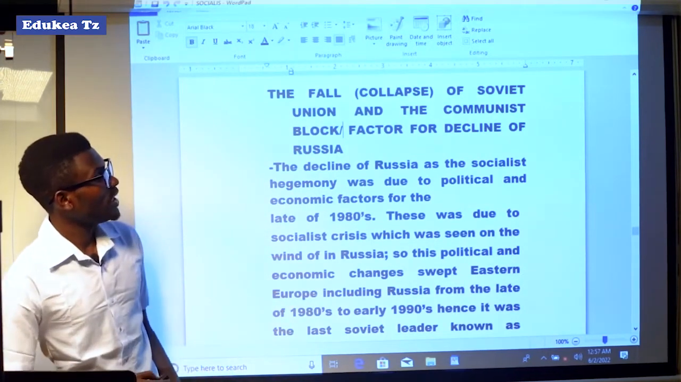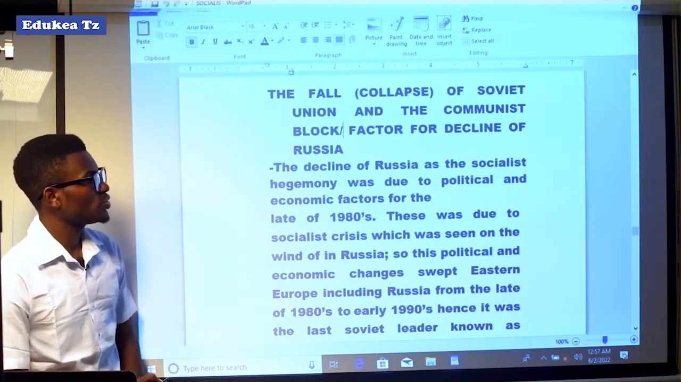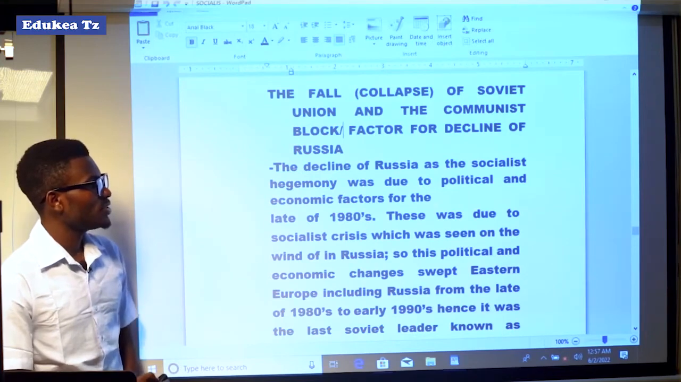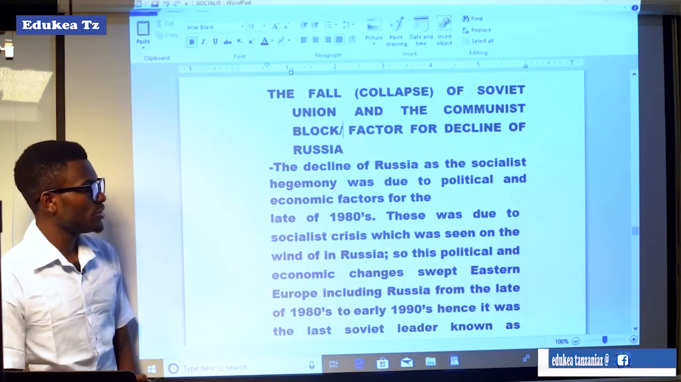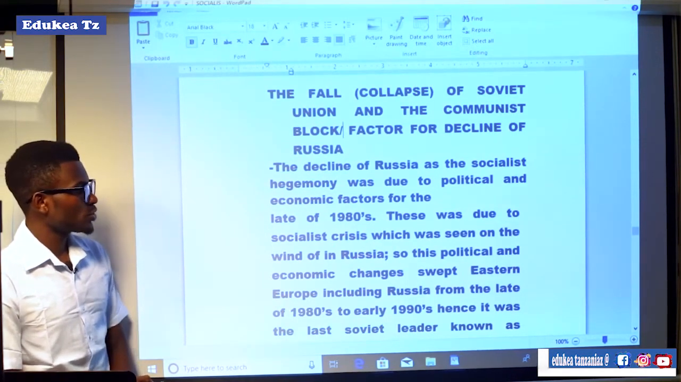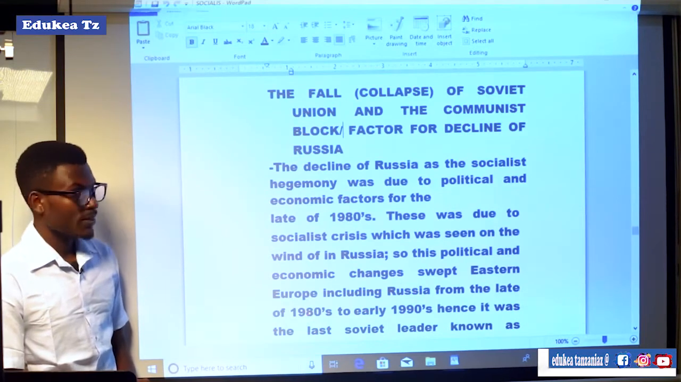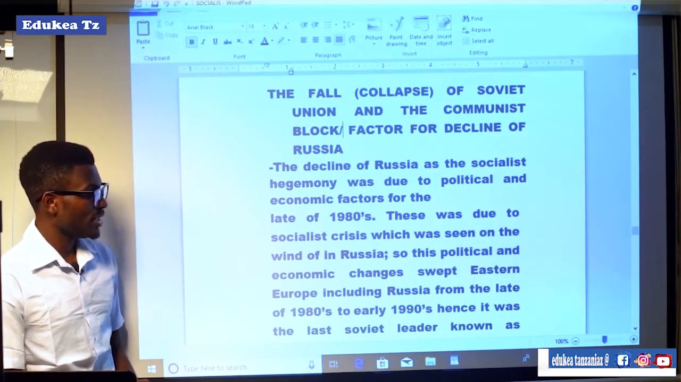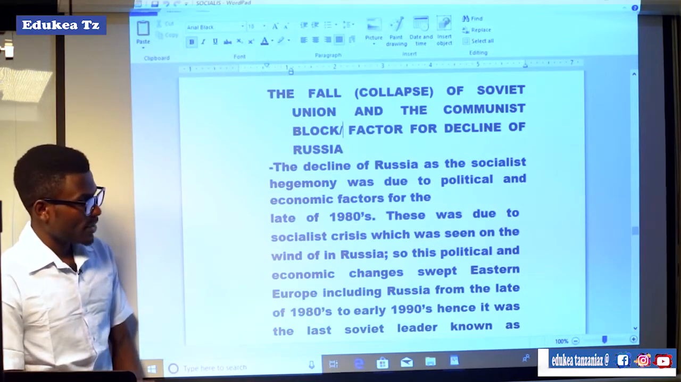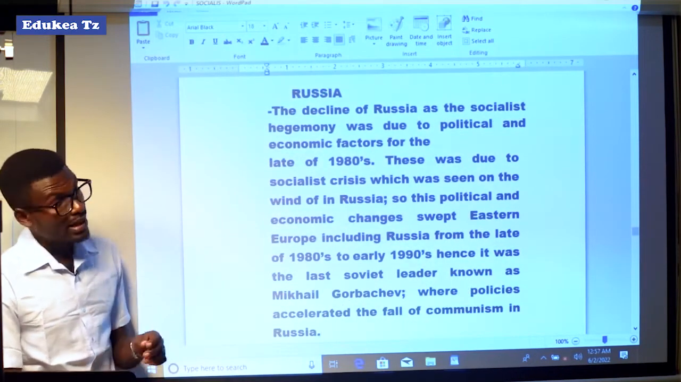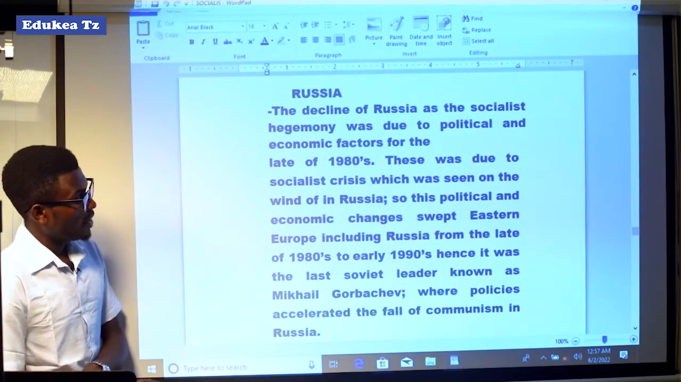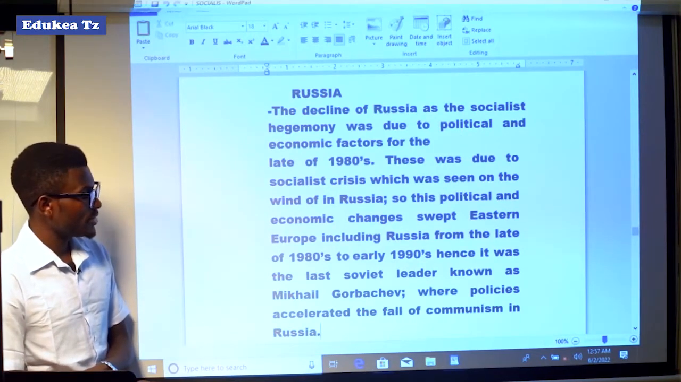The decline of Russia as the socialist hegemon was due to political and economic factors in the late 1980s. That was due to the socialist crisis which was seen in Russia. These political and economic changes swept Eastern Europe, including Russia, from the late 1980s to early 1990. Hence, it was the last Soviet leader, Mikhail Gorbachev, whose policies accelerated the fall of communism in Russia.